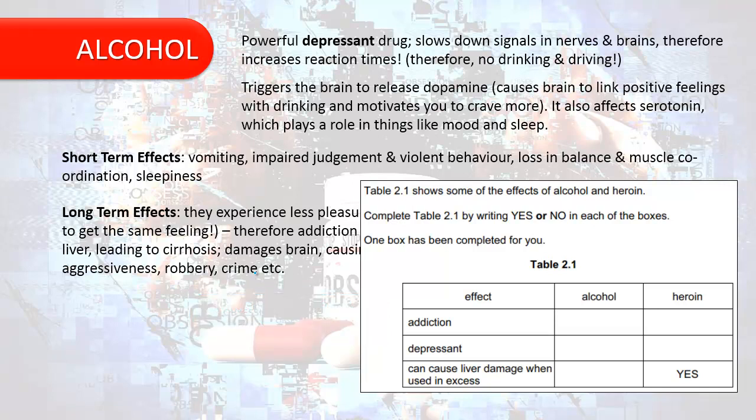Okay, now if you guessed the answer to this: addiction, yes, alcohol, you can get addicted to alcohol. Heroin is the same, we said. Both of them are depressants, we said that also. And yes, we already know that alcohol causes liver damage, liver cirrhosis when used in excess. Now you're already told that heroin also does the same. So in many ways, both these work the same way in our body.